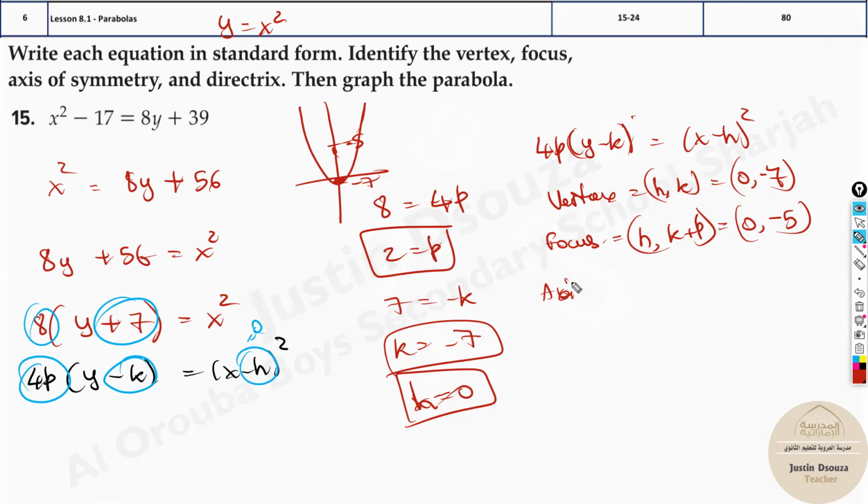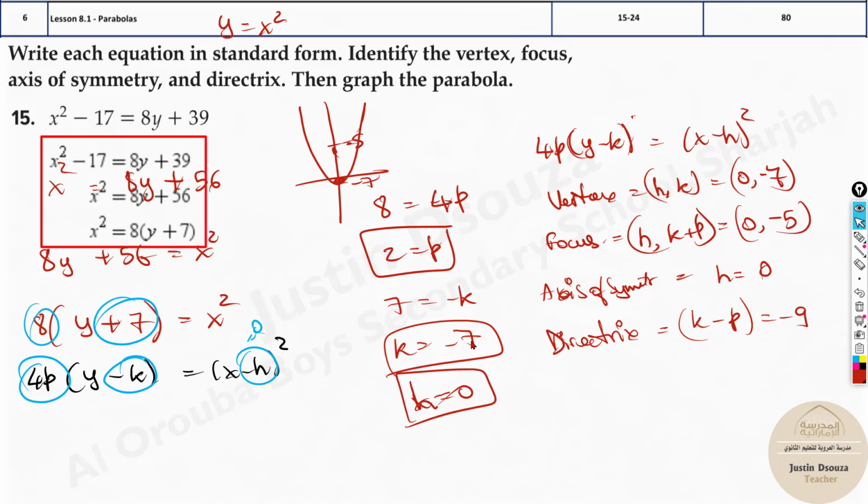And what next? Axis of symmetry. Now the axis of symmetry is basically this h value. H is over here, 0. So the axis of symmetry is 0. Then last we had the directrix. Now what was the directrix? If you remember the focus formula, it is just k minus p. K value is minus 7, minus 2 would be minus 9. So these are the answers, guys.